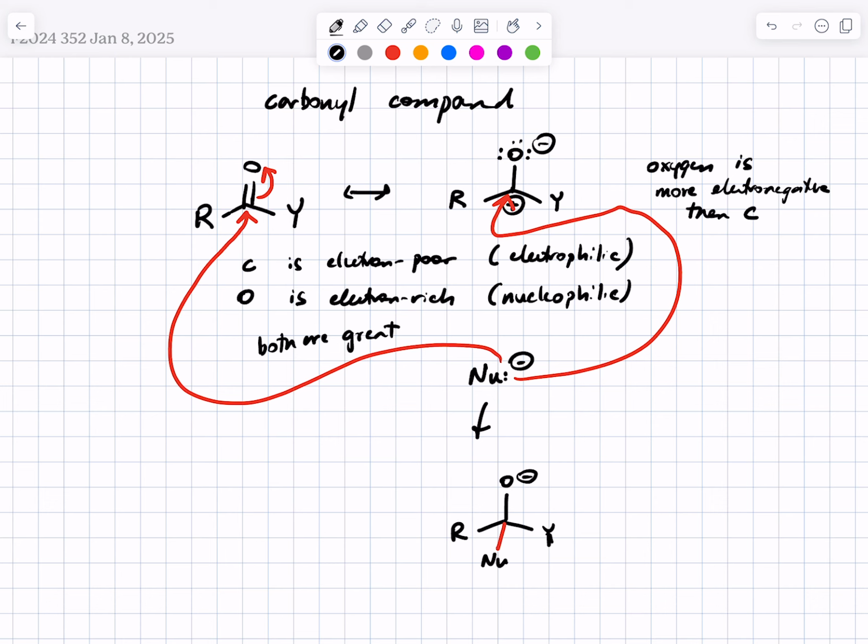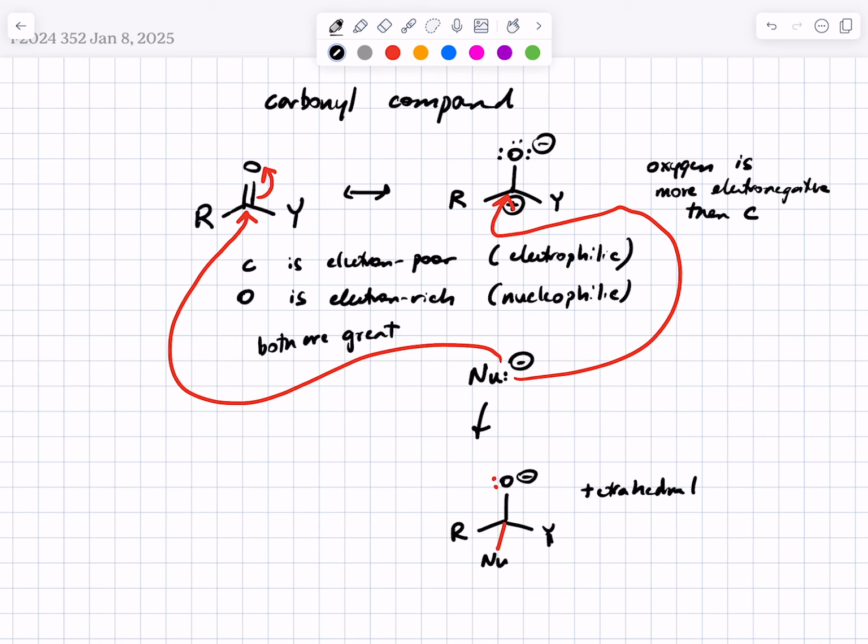Either way, you make a new sigma bond between the nucleophile and the carbonyl carbon, and a lone pair from the carbon-oxygen pi bond ends up on the oxygen. And we call that intermediate a tetrahedral intermediate. All right, questions about that so far?